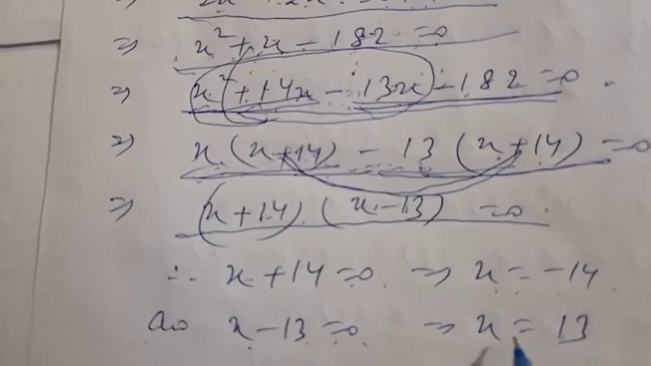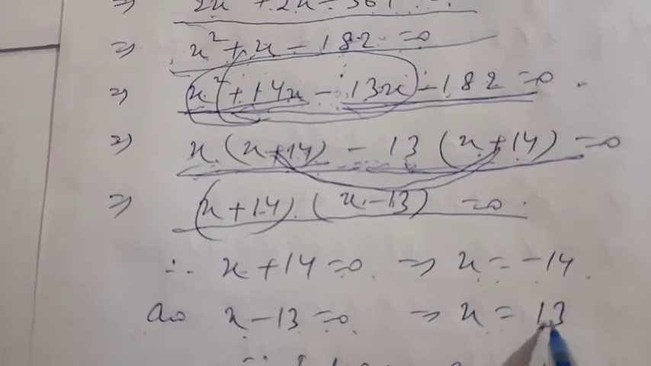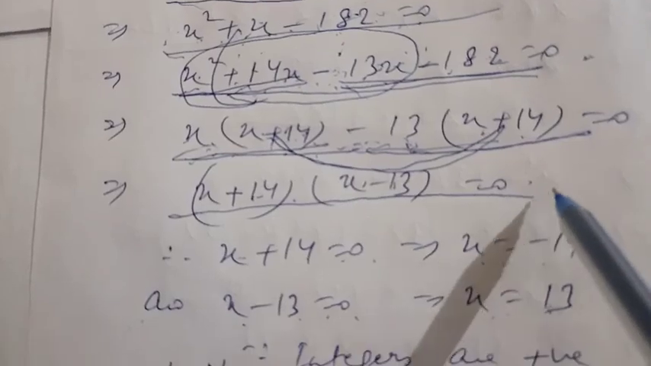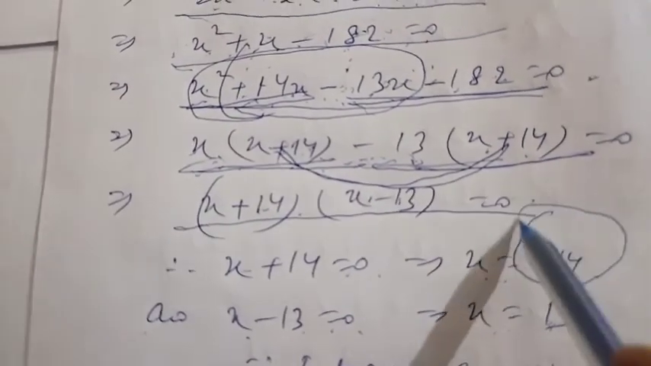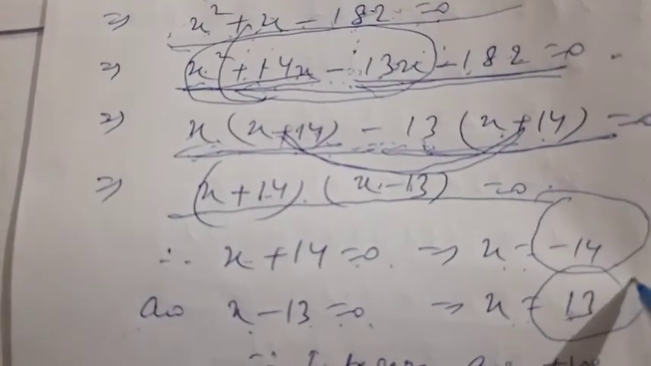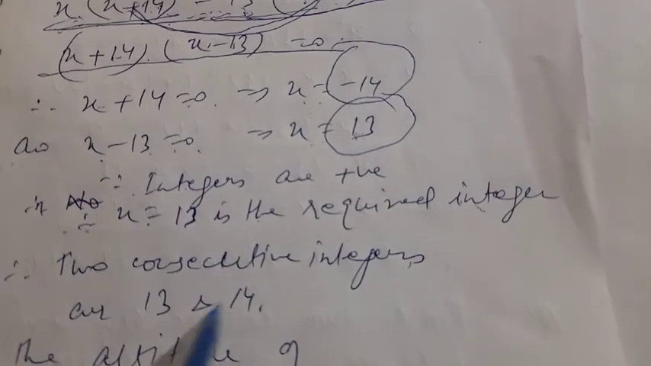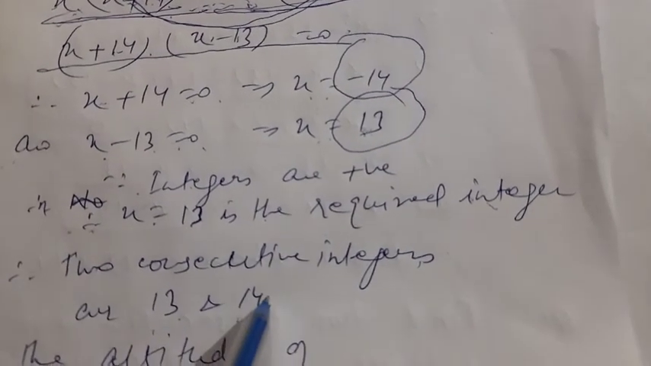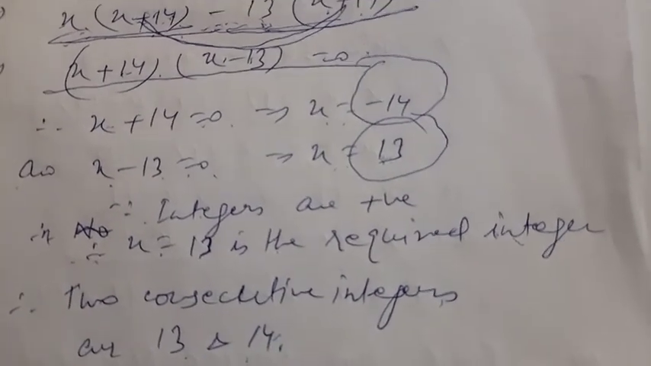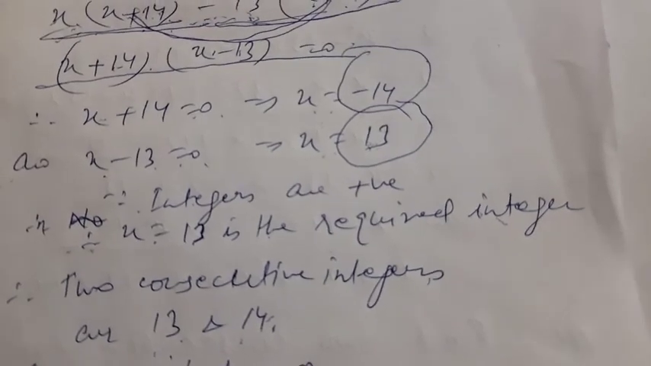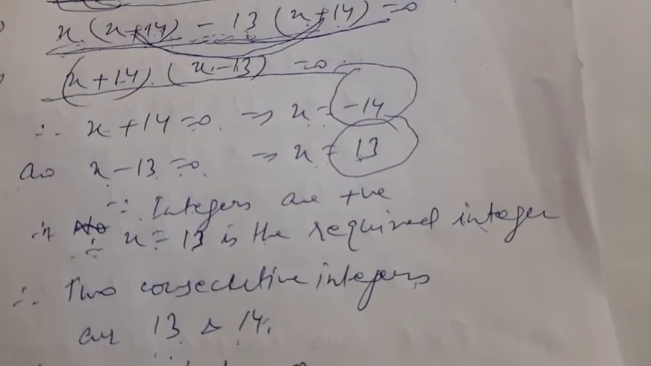Now the question was that we have to find the positive integer. Since minus 14 is negative and 13 is positive, 13 is the required answer. Therefore, x is equal to 13 is the required integer. Thus, the two consecutive integers will be 13 and 14. So, you will practice these types of questions, and in our next class, we will explain more questions.